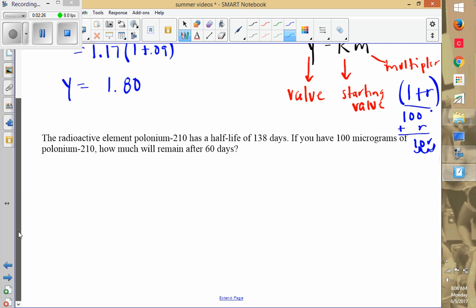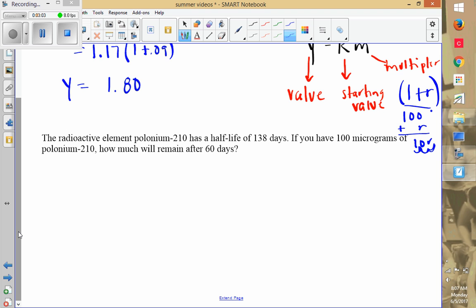Another type of application problem that is very common, especially in science classes, is the concept of half-life. And half-life represents how much time something has, exactly as it sounds, half its life or half of its original amount left over. So if we have an element that has a half-life of 138 days, that means 138 days later, there will be half as much as there was to start.